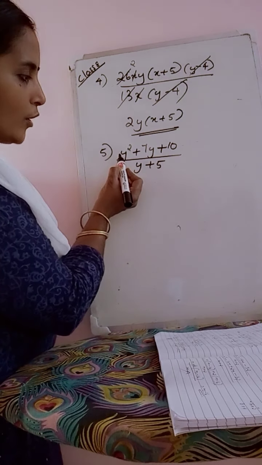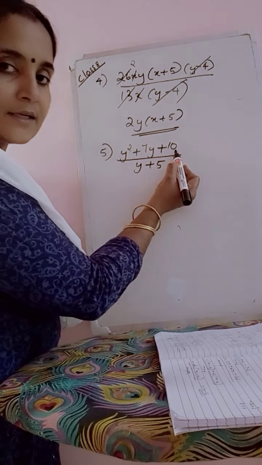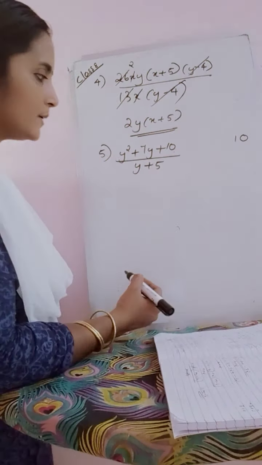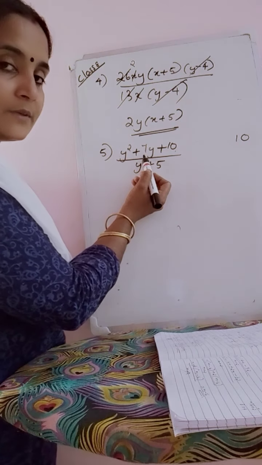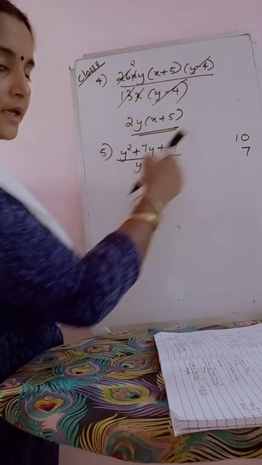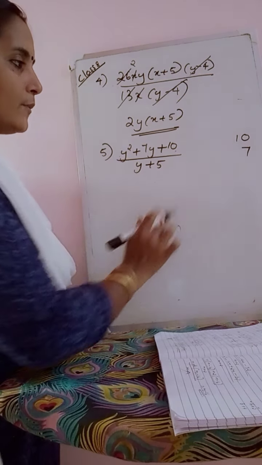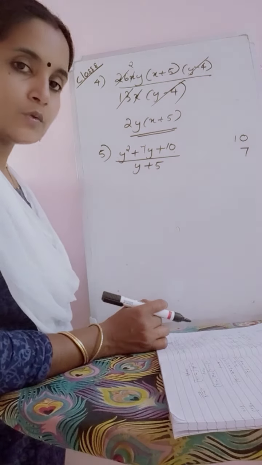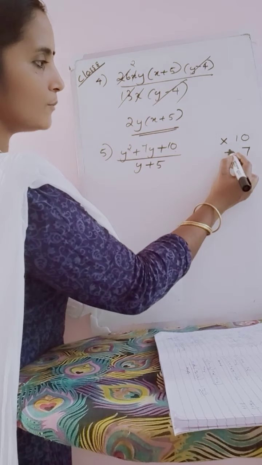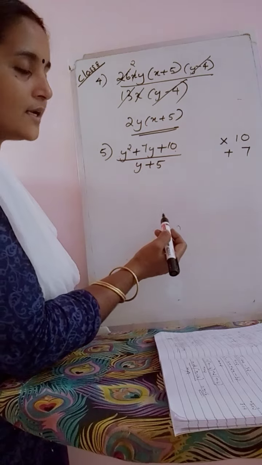How? Coefficient of y² is 1 and the last term is 10. 10 into 1 is 10. Thus we get the first number. Then which is the middle term here? 7. If we have a negative sign, you take that sign also. Okay. Then thus we have two numbers, both are positive. Then you choose two numbers whose product is 10 and sum should be 7. Can you say which are the two numbers whose product is 10 and sum is 7?